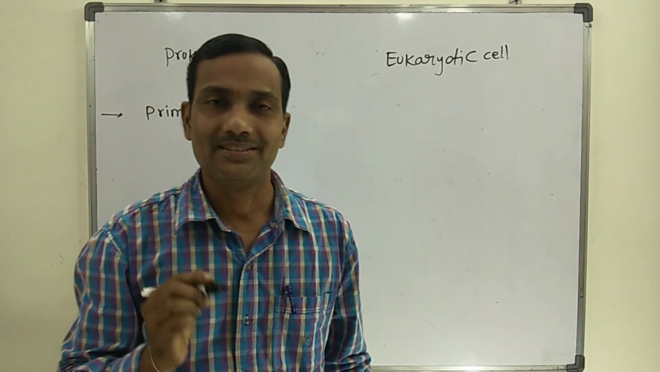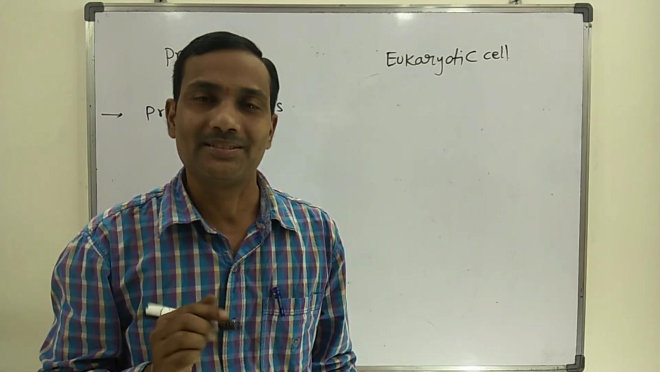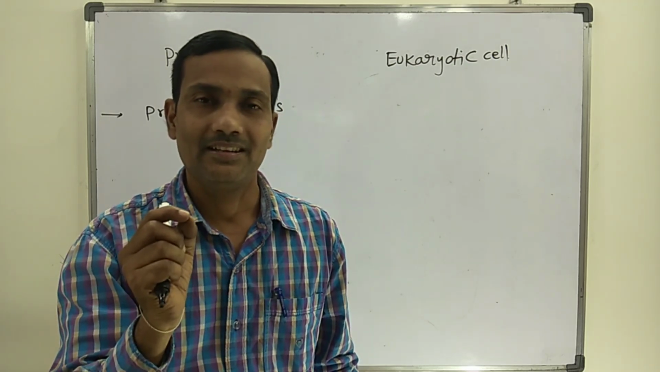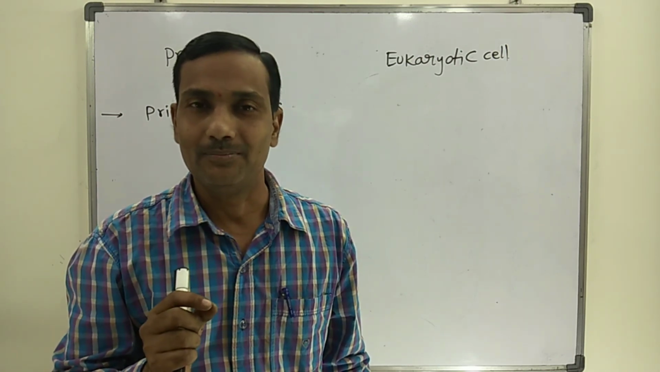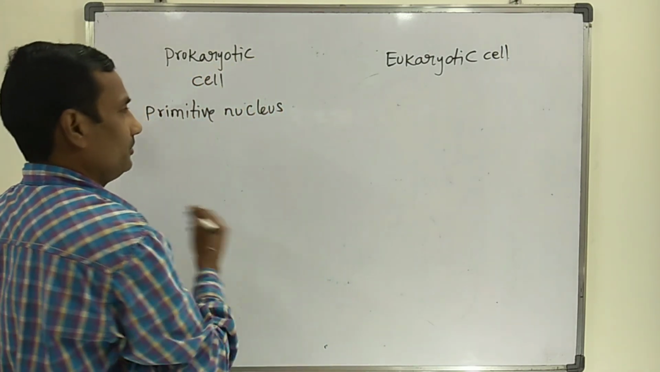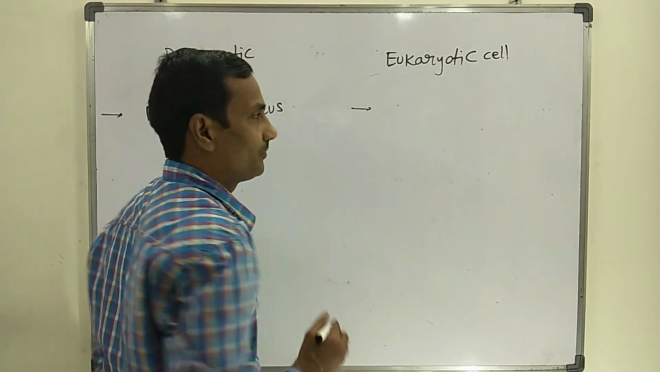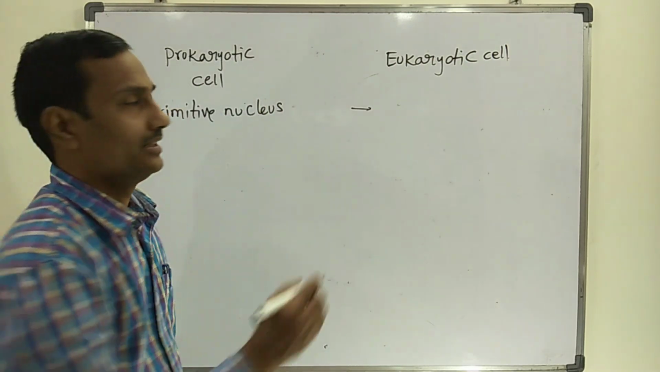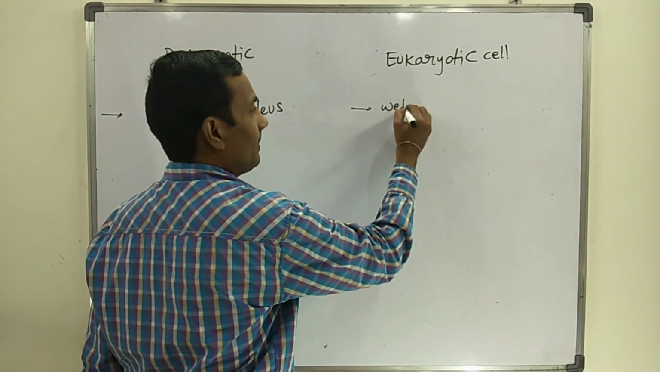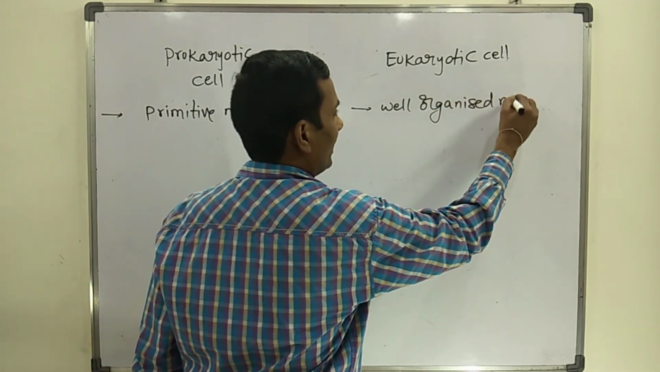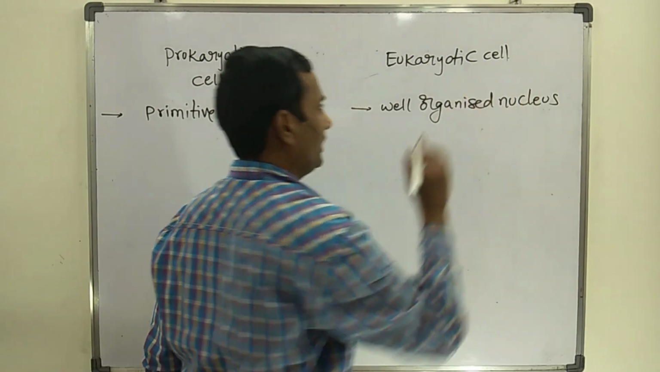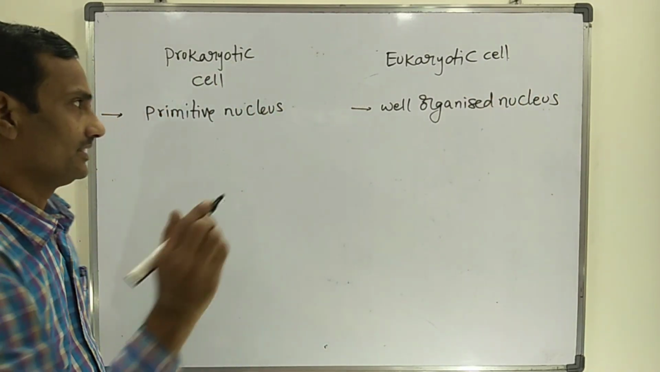One doubt will arise: primitive nucleus means the DNA is not enclosed by a nuclear envelope. That is the primitive nucleus. Whereas eukaryotic cells have a well organized nucleus. A well organized nucleus is found in the eukaryotic cell.